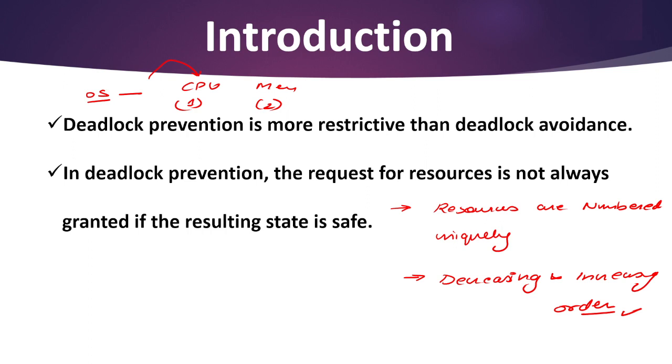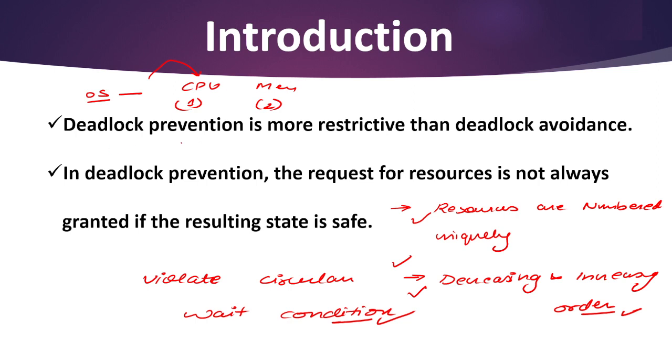I'm repeating the statement: deadlock can be prevented if the resources are numbered uniquely and processes are allowed to request resources only in decreasing or increasing resource number. All right, so it will help in violating the circular wait condition for deadlock. If any operating system follows these two rules, with the help of these two rules we can easily violate the circular wait condition.